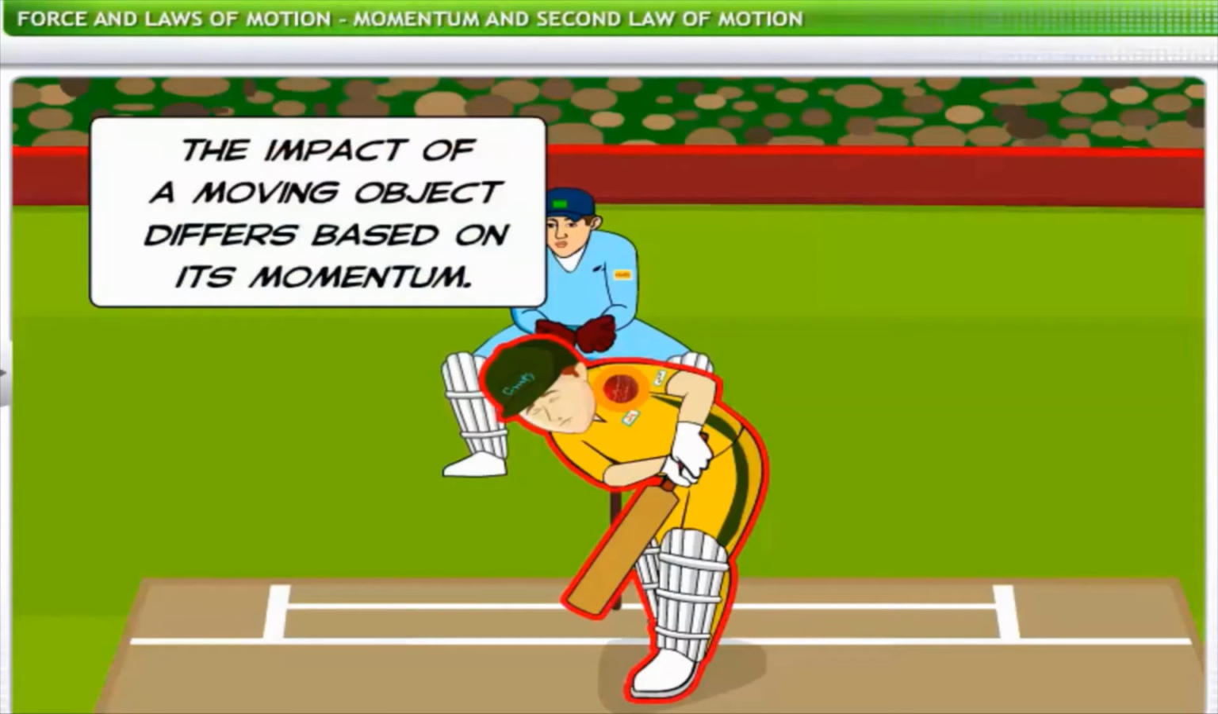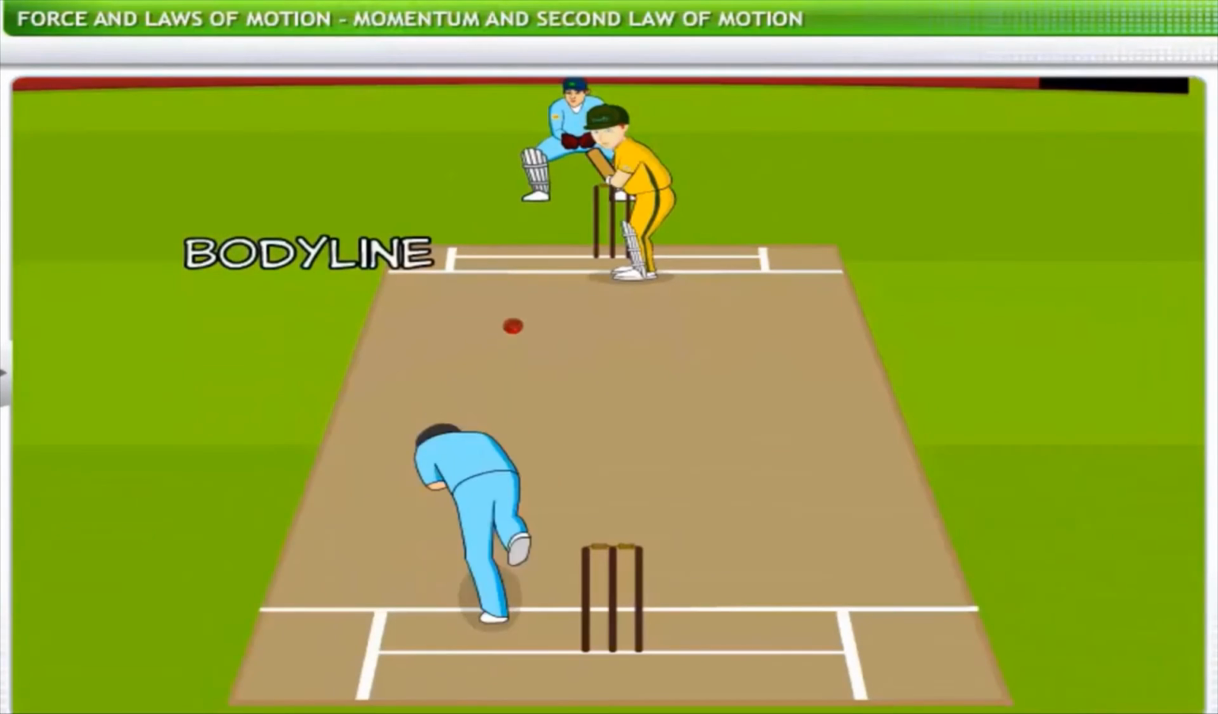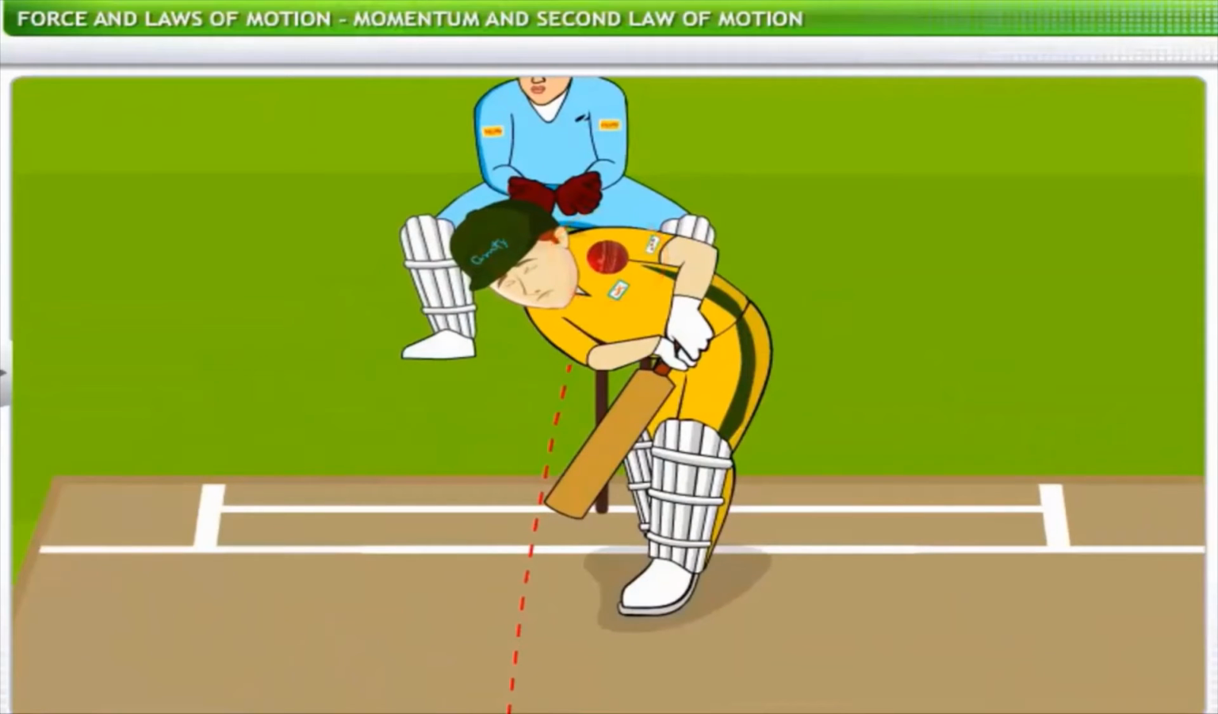The impact of a moving object differs based on its momentum, which is the product of the body's mass and velocity. A cricket bowling technique devised in the 1930s called bodyline involved aiming fast-paced balls at the shoulders of the batsman. In the past, many batsmen have been injured due to the impact of balls travelling with high momentum.